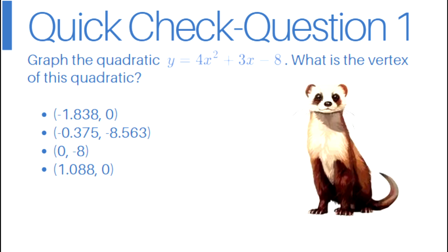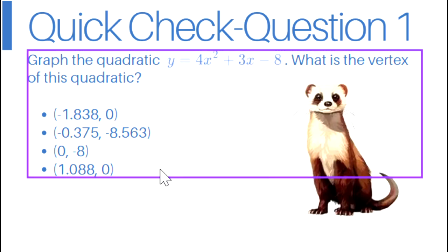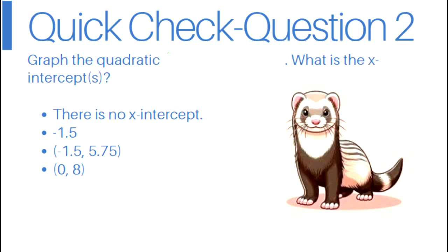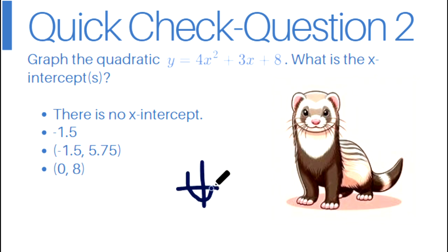Anyway, graph the quadratic y equals x squared plus 3x minus 8. What is the vertex of this quadratic? And then you're going to decide which vertex is correct. There's only one correct answer for this question. Quick check question number 2 says graph the quadratic y equals 4x squared plus 3x plus 8. What is the x-intercept?